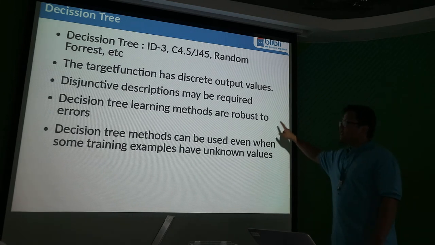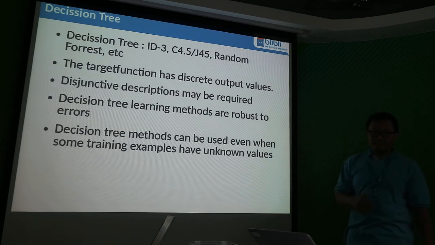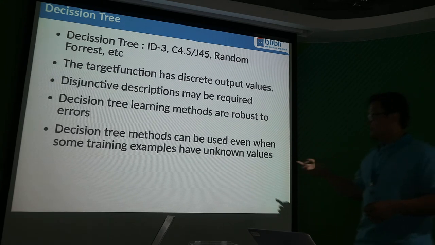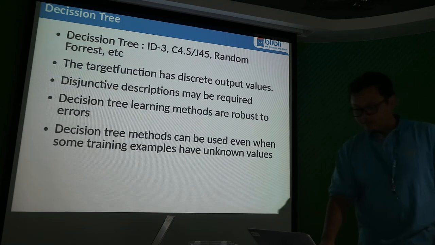In that time, decision tree was said to be a method robust to errors, but today maybe it's not good enough for handling big errors. And decision tree can be used for unknown values, but it's not really good enough if we have missing values for decision tree.